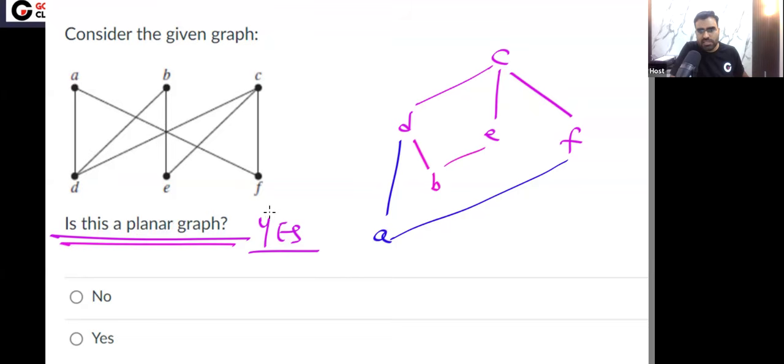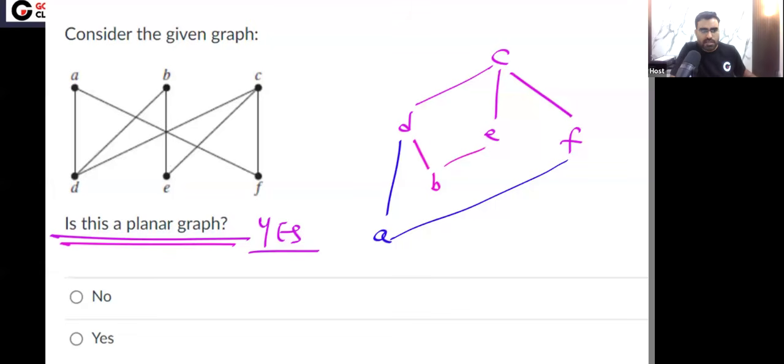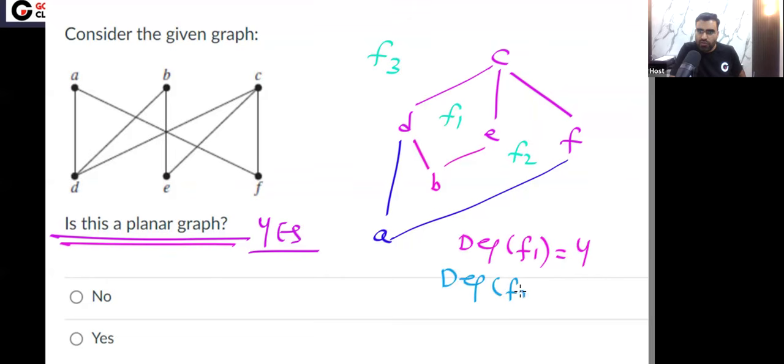Now you tell me how many faces are there? Let me know. Okay, so this is the planar representation. Now you can easily find the number of faces. You can easily see that this is face number 1, face number 2, and face number 3. So there are a total of 3 faces. Can you tell me the degree of these faces? For example, what is the degree of F1? See, this F1 is touching 4 sides of the edges. Okay, yes or no?